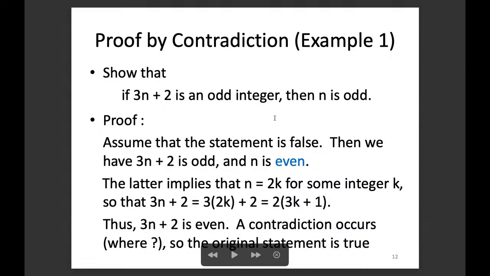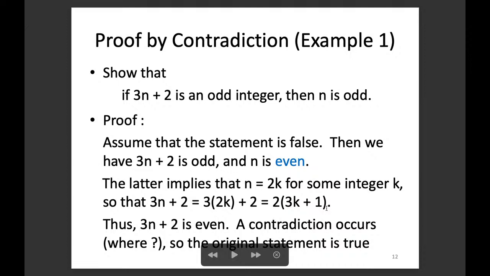So we assume that the statement is false, so that the first part is true: we assume that 3n + 2 is odd, and at the same time the second part is wrong, that n is even. Now we have 3n + 2 is odd and n is even. From the second part, n is even, we do something similar as before. We find that n is equal to 2k for some integer k, so that 3n + 2 can be expressed as 2 times some integer.